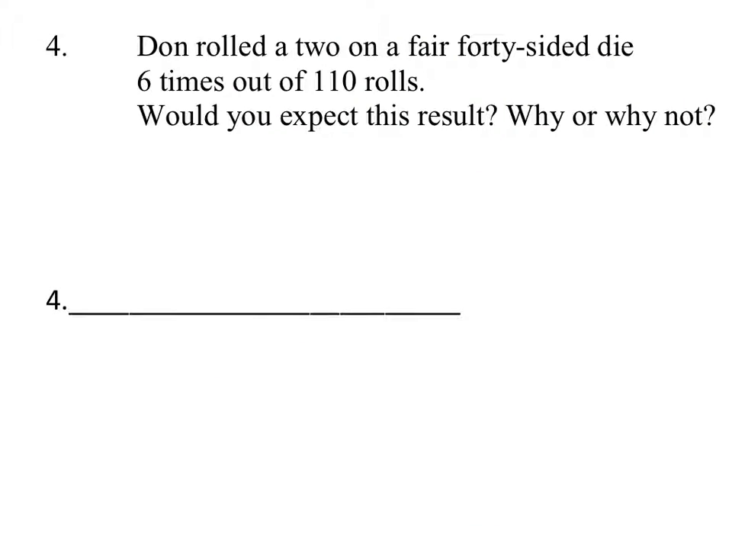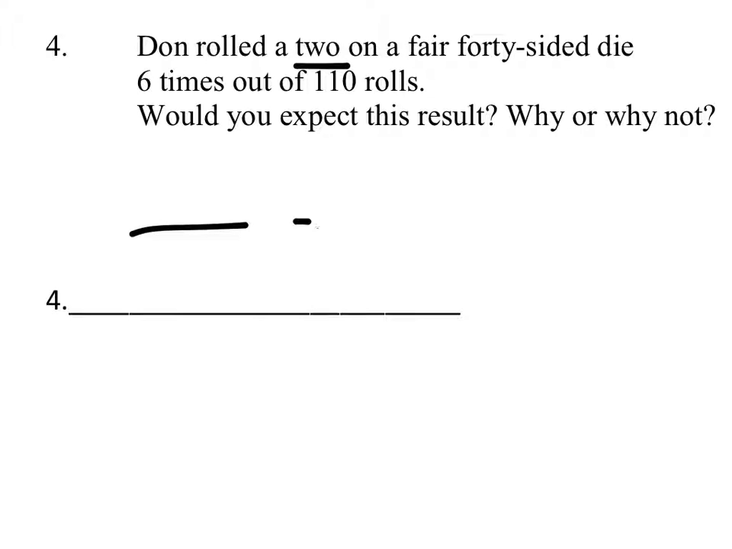Don rolled a 2 on a fair 40-sided die, so this is not a regular cube that you're used to. But Don rolled a 2 6 times out of 110 rolls. Is that what we would expect? Alright. Well, it's a fair 40-sided die, which means it would have 40 numbers on it. One of those numbers being the 2.